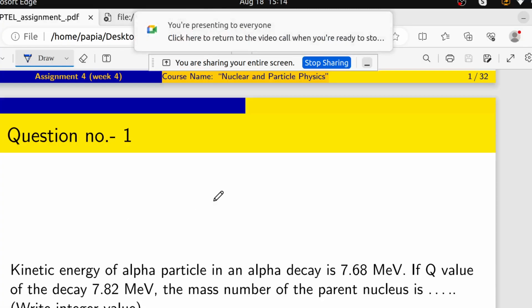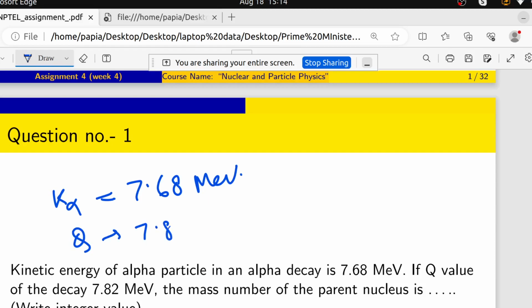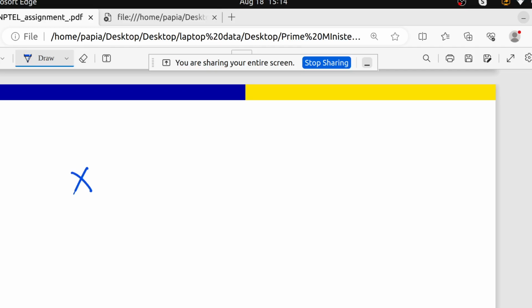Okay, so coming to the first question, it tells us about the kinetic energy of the alpha particle. Let's say K alpha is 7.68 MeV. Now they are asking, if the Q value of the decay is 7.82 MeV, then what will be the mass of the parent nucleus? So let us assume the expression. Let's say I have X with Z, A, then it will give Z plus 1, A.